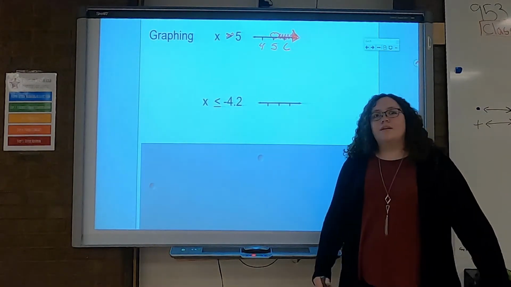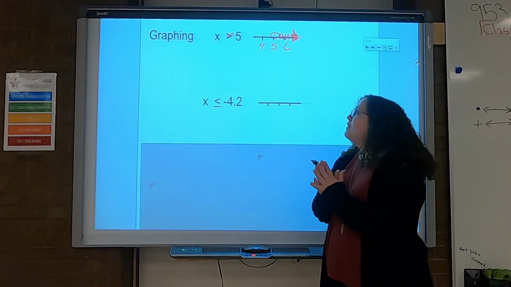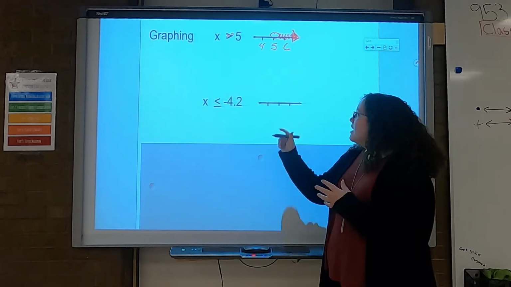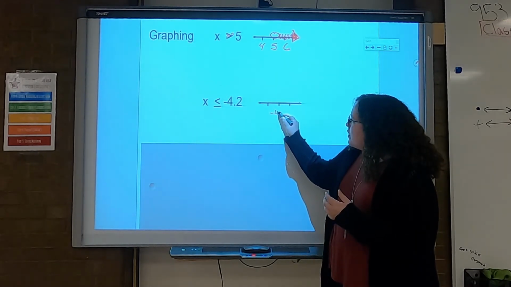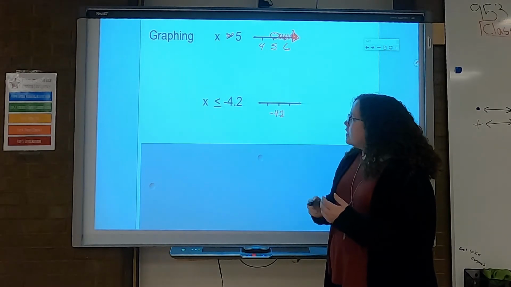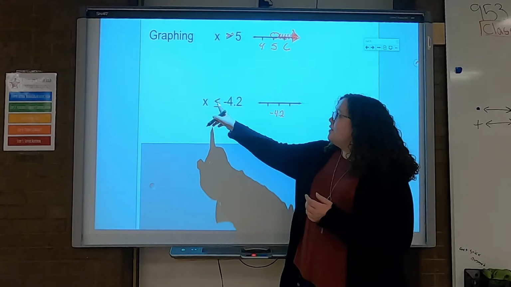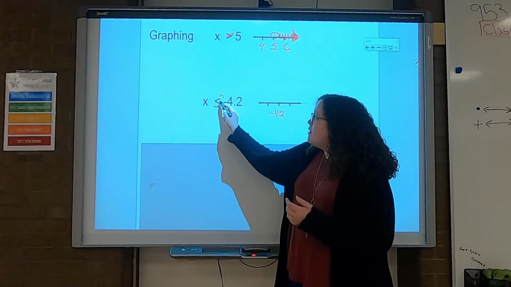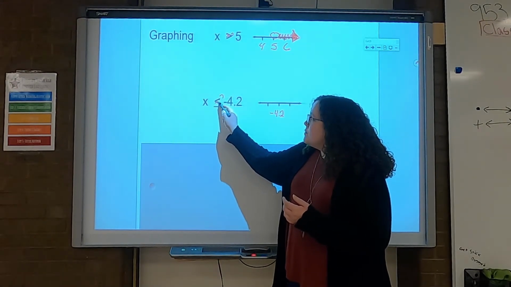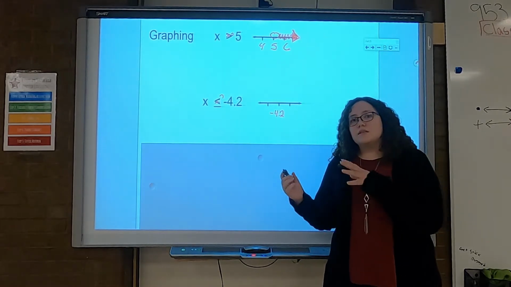So what about this one? Now we've got a decimal. First of all, we are starting at this negative 4.2, and I'm going to go ahead and write that so I know exactly where I'm starting. Now, what is looking at the variable? Well, this time X is over here, and I've got this little mouse looking at the variable, which means I know that my variable is going to be the smaller one.